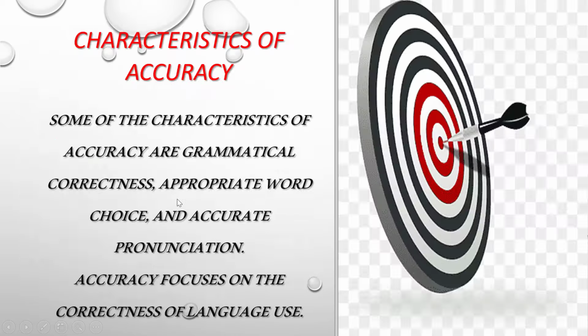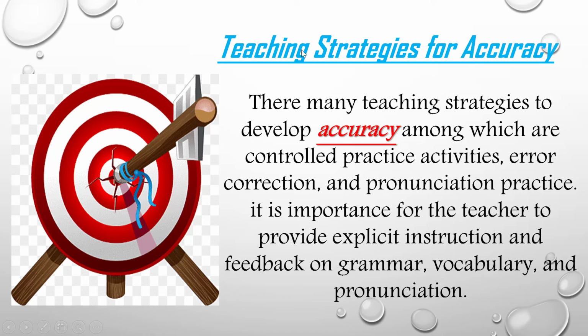Some characteristics of accuracy. Some of the characteristics of accuracy are grammatical correctness, to have correct grammar, appropriate word choice, to choose the correct word, and accurate pronunciation. Accuracy focuses on the correctness of language use. This is very important, to be specific, to be correct, to have no errors while speaking, writing, listening, or writing as well.